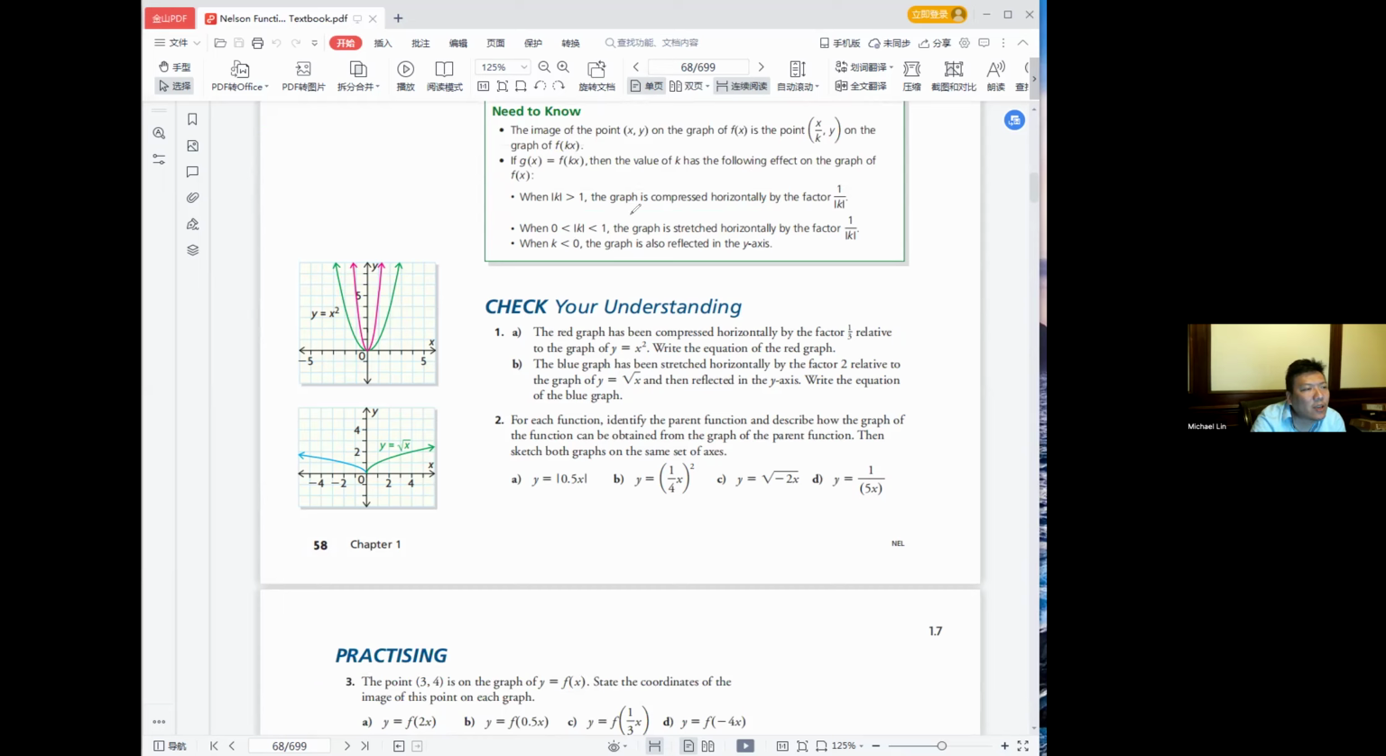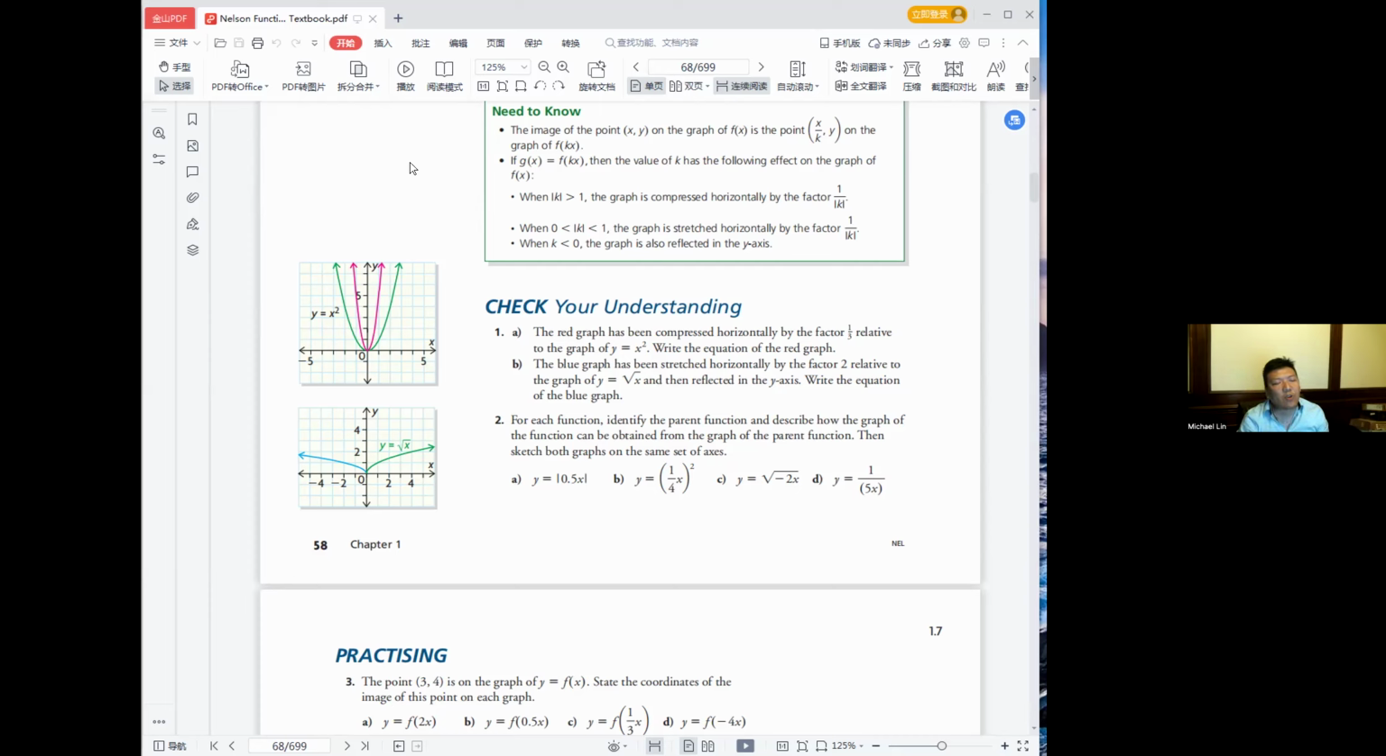And generally speaking, when you have 2 as a K value, for example, you should write this as a horizontal compression by a factor of 1/2. And you have to understand what these terminologies actually mean. What does a horizontal compression by a factor of 1/2 mean? It simply means all your x coordinates need to multiply by 1/2. So all your x coordinates are compressed inwards.